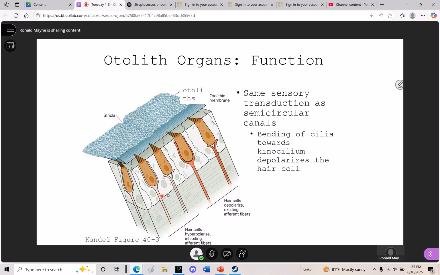As you tilt your head, the hair cells tilt in the same direction, same sensory transduction as the semicircular canals. And again, you'll get this in hearing also. If you bend toward the tallest hair, it activates the cells, releasing the transmitter to free nerve endings.